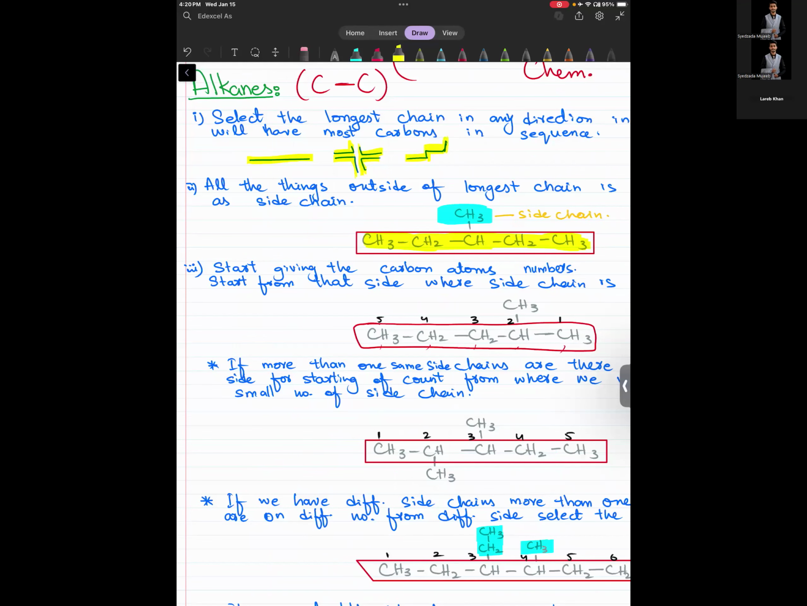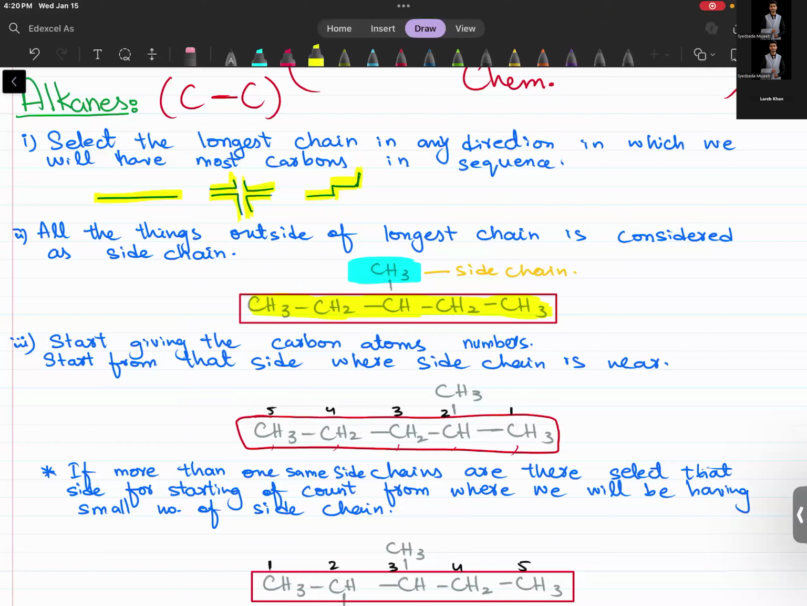Now let's see this. Start giving the numbers from the side where the side chain is near. You see that there are two sides. You can start from here or from here, but we will be starting from the right side, because the side chain is near to this side. The carbon on which the side chain is attached has number 2 from the right, and from the left side it has the fourth number in the chain. So that's why this side is near, and we will consider this side as the starting side.